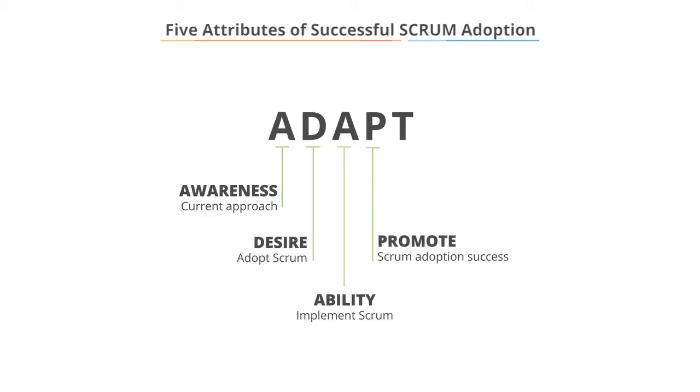4, promote. It's likely that the team will have to share successes and wins as a result of Scrum adoption with senior management in order to have their continued support. 5, transfer. Last but not least is transferring and spreading the advantages of Scrum throughout the company. Adopting Scrum can be an effort that takes some time. There is likely to be some organizational gravity that resists the adoption of Scrum.